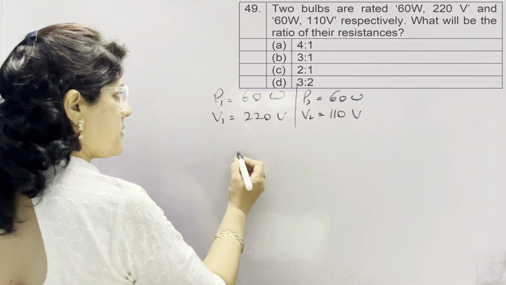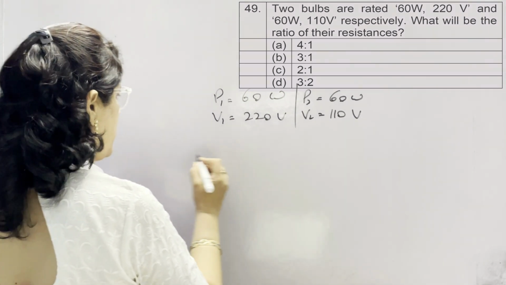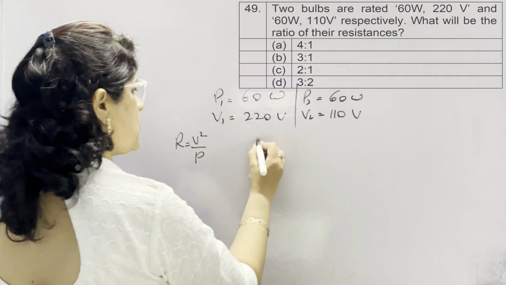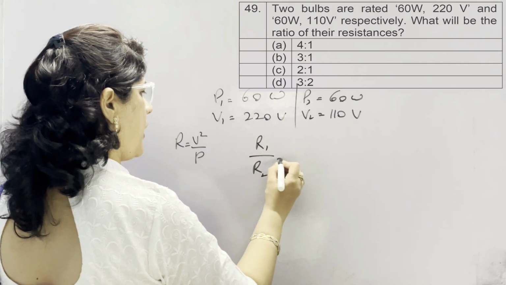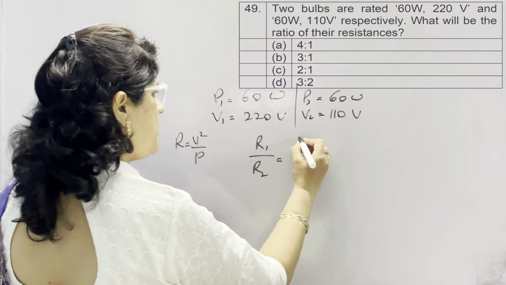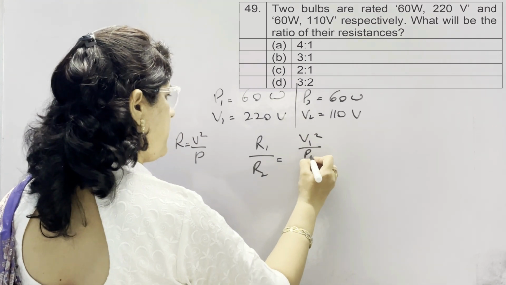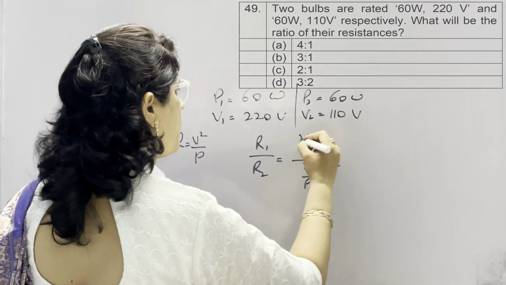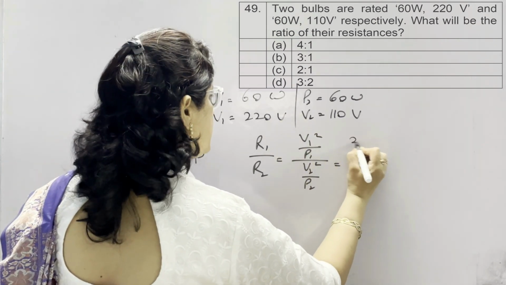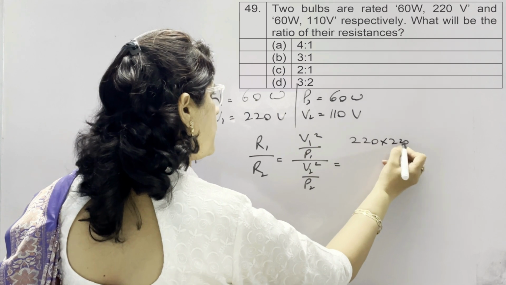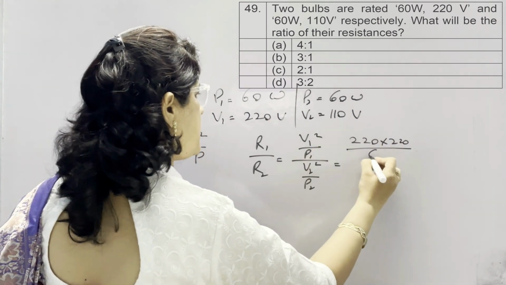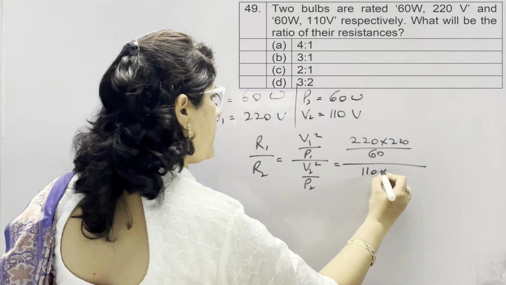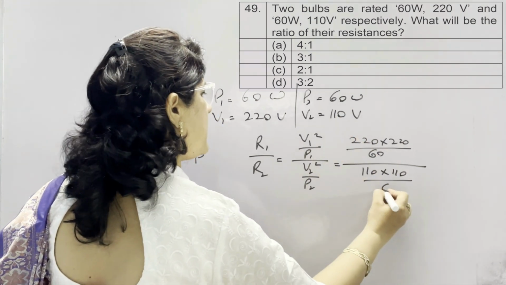Whenever we have to calculate the resistance, we can take the ratio of these two quantities. But first we know the formula R is equal to V square upon P. So now R1 upon R2 is equal to V1 square upon P1 divided by V2 square divided by P2. Now value of V1 is 220 into 220 divided by power is 60 watt divided by V2 square. V2 is 110, square means multiply, and then 60.